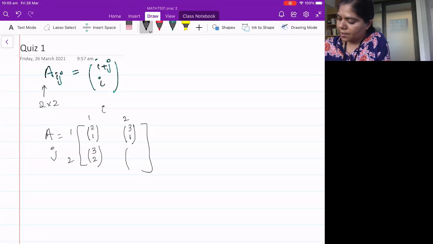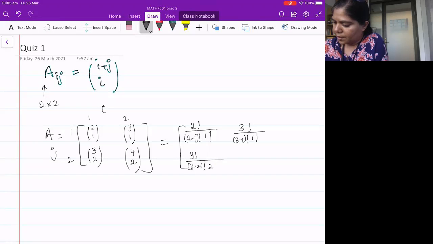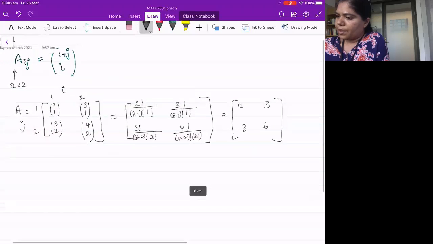And the last entry, that is the 2 by 2 entry element, would be 4 choose 2, which should give you 2 factorial divided by (2 minus 1) factorial, 1 factorial, 3 factorial divided by (3 minus 1) factorial, 1 factorial, and this is 3 factorial divided by (3 minus 2) factorial, and 3 factorial, this is 4 factorial, and (4 minus 2), and 3 factorial, which should give you 2, 3, 3, 6. So that's the first part.